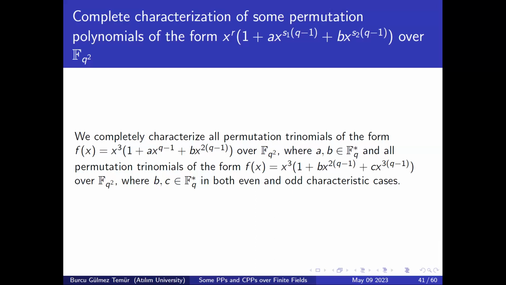Later, we wanted to characterize permutation trinomials of this form, in both even and odd cases. Actually, this one comes when you take one of the coefficients of the quadrinomial in the previous case as 0, then you obtain this permutation trinomial. We have seen that in the literature it was not done, so we wanted to solve it in both even and odd characteristic cases.